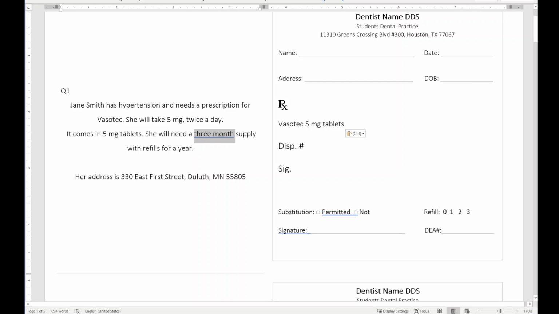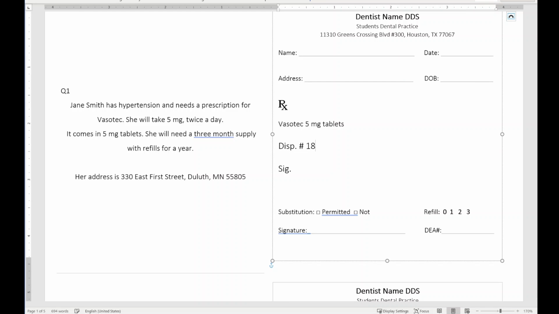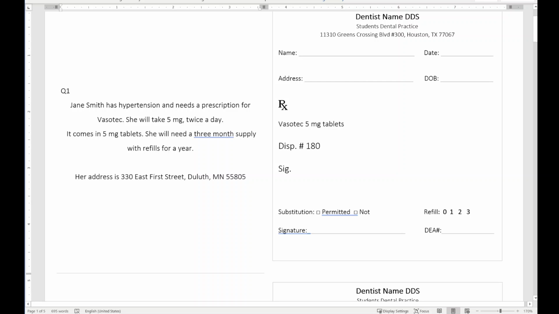So again, a 3-month supply, and they're taking it twice a day. How many tablets do they need? We multiply 2 a day by 90 days, which are the 3 months. And that will be 180 tablets that need to be dispensed for this patient so that they can have a supply for 3 months.